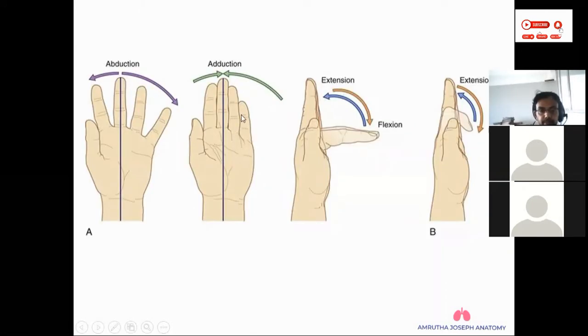So when I explained here the movements, I was talking about the fingers, the medial four fingers. I'm not talking about the thumb because thumb movement is little different from the other fingers because the thumb is placed in another plane. That is the reason.